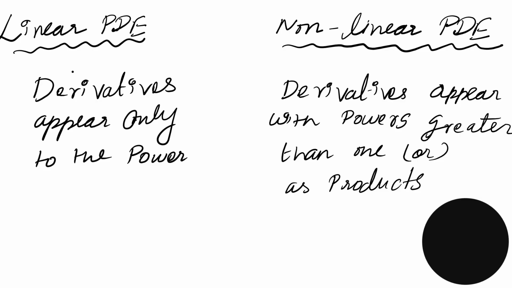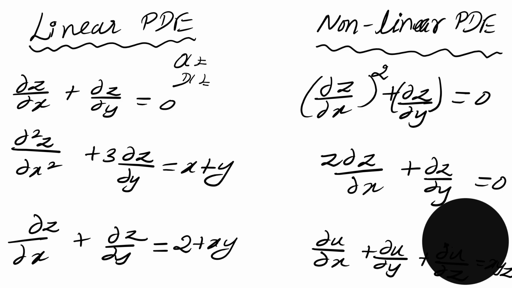This PDE is classified as linear and nonlinear equation. The basic definition for understanding: if derivatives appear only to the power 1, it is called linear. If derivatives appear with powers greater than 1 or as products, it is called nonlinear. For example, linear PDE: the first equation, dou z by dou x plus dou z by dou y, is a linear equation. Order and degree are also 1.